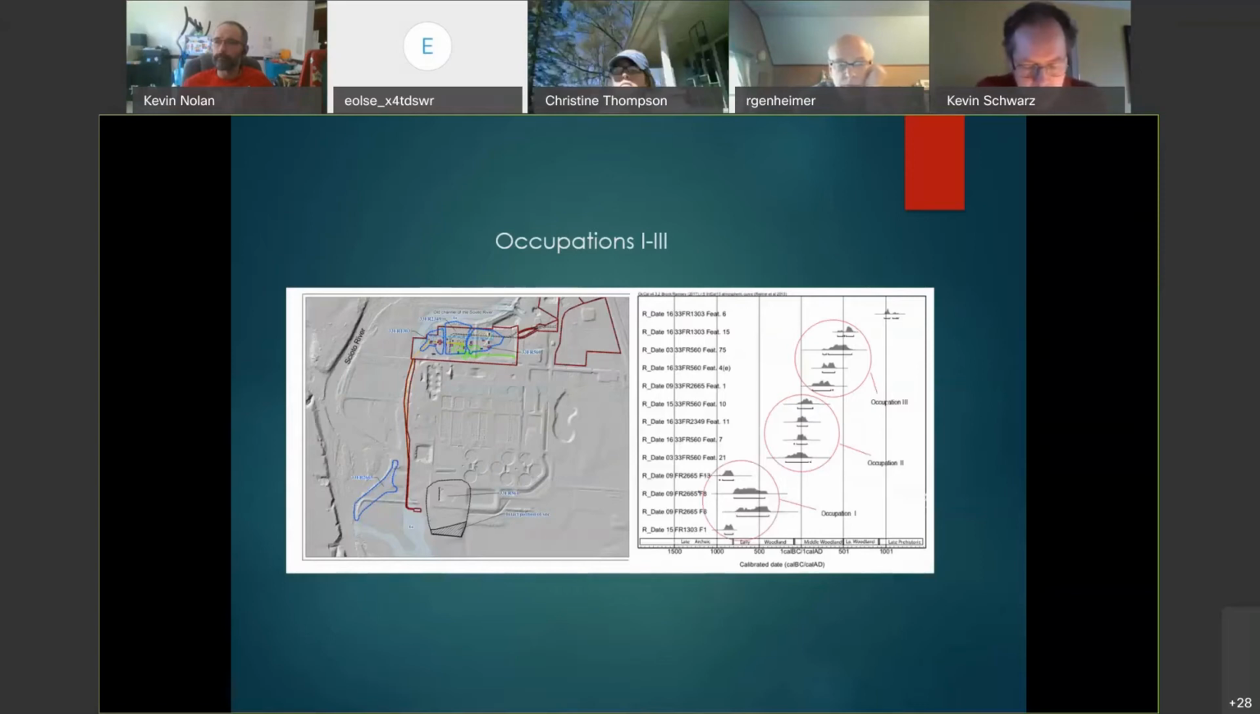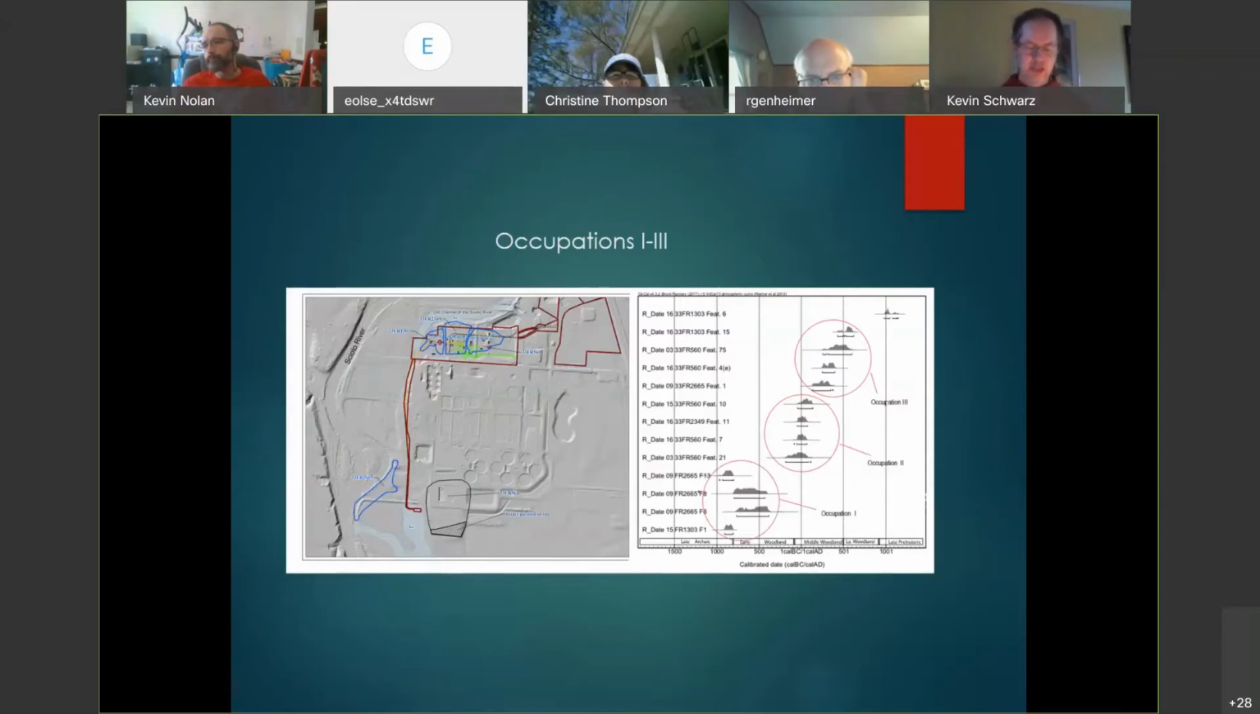You can see the 5 sites in blue, and the one at the south is in black. Occupation 1 is terminal Late Archaic, early Woodland. Occupation 2 is late Early Woodland to early Middle Woodland. And occupation 3 is late Middle Woodland to early Late Woodland.